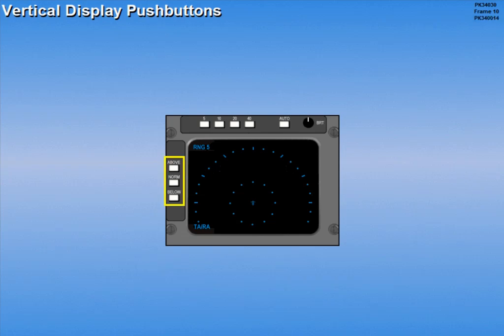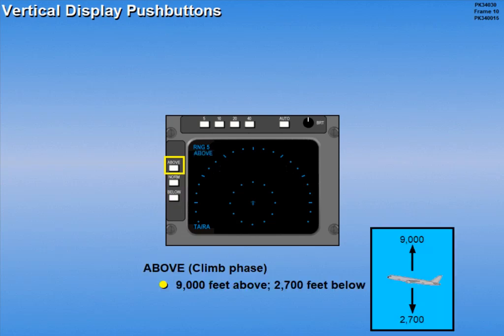Vertical display push buttons select vertical display limits. Above is used to select vertical display limits of altitude reporting traffic during climb of 9,000 feet above and 2,700 feet below.